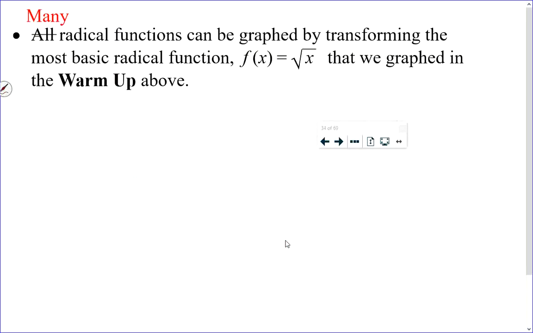All right. Now, I've got in the notes all radical functions can be written or expressed or created by transforming that base radical function y equals root x. I probably should have the word many. It's not all. All radical functions whose radicands are linear can be expressed or created from transformations of root x. But if you have the square root of something that contains quadratics, like the square root of x squared plus 3, that can't be. So technically it should say many.